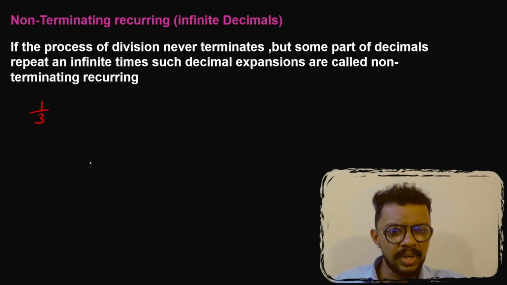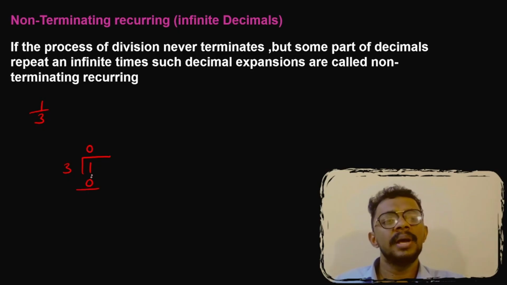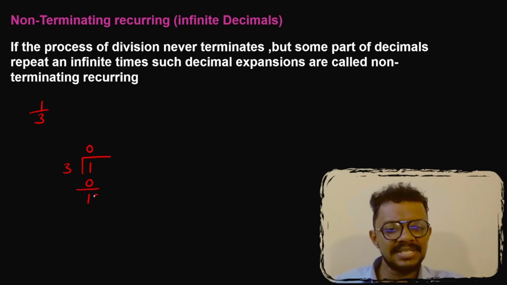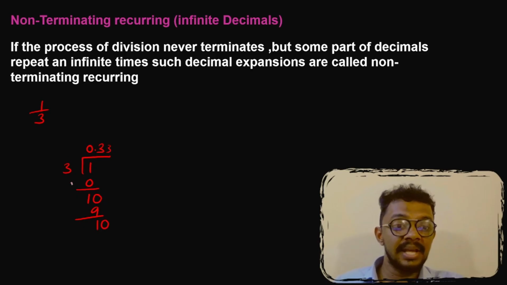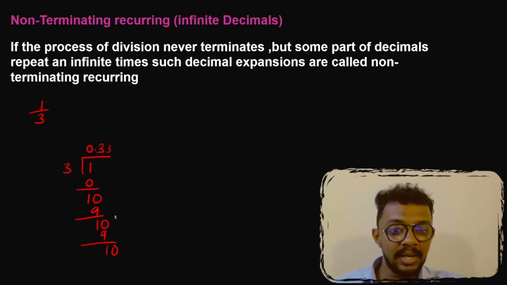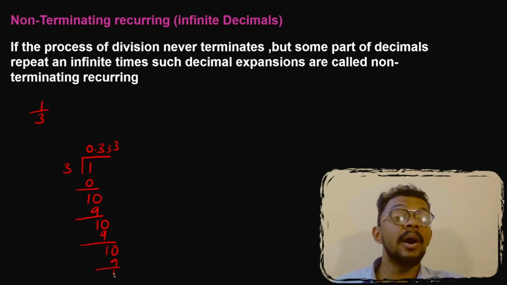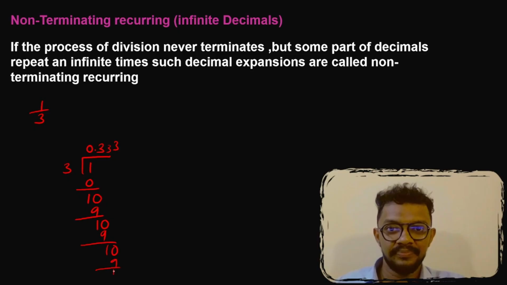What is the decimal expansion of 1 by 3? So 1 divided by 3. In 1, how many 3's are there? 0. 0 into 3, 0. Remainder 1. I am giving an extra 0, and whenever I give an extra 0, I put a decimal. In 10, how many 3's are there? The answer is 3. 3 into 3, 9. Remainder 1. Again an extra 0, in 10 there are 3 again, remainder 1, and this keeps going on, never ending.